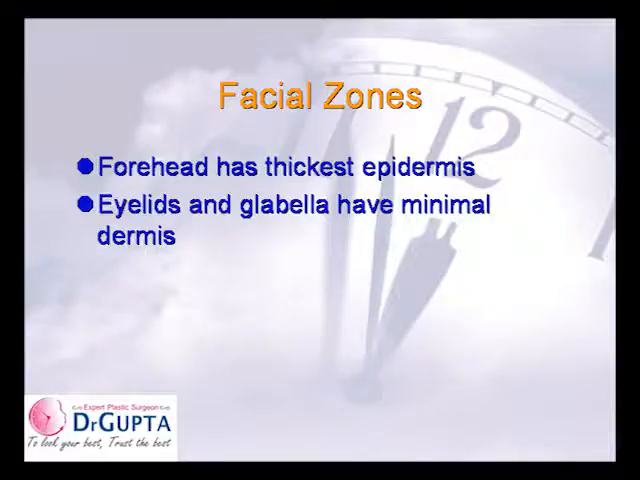The face does have different zones, as we talked about earlier. The forehead, of course, is very resilient, very thick skin. We can almost resurface the forehead with any of the techniques in almost anyone. But the eyelids, the area between the eyelids and the neck are areas we have to be very careful of.